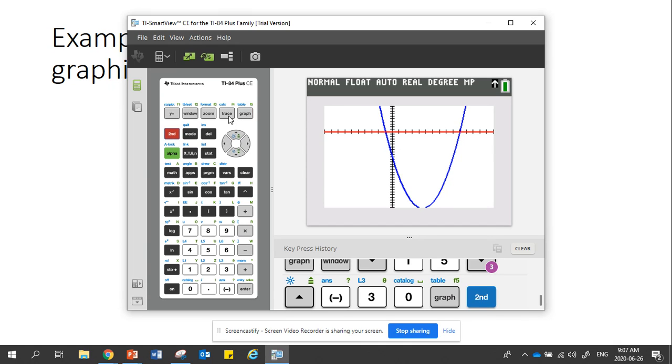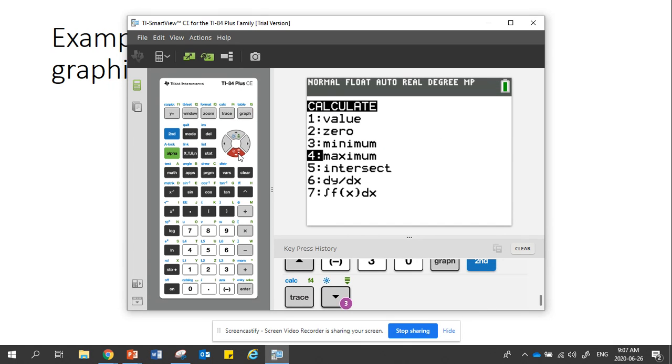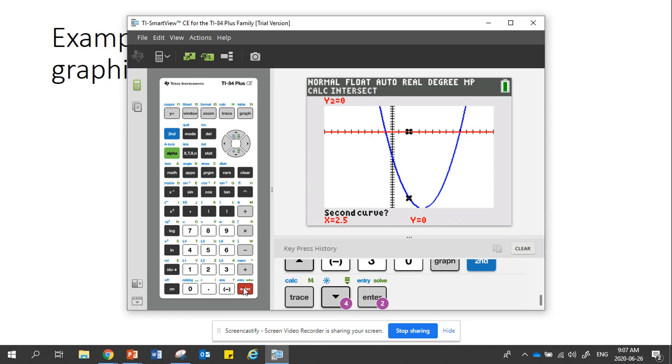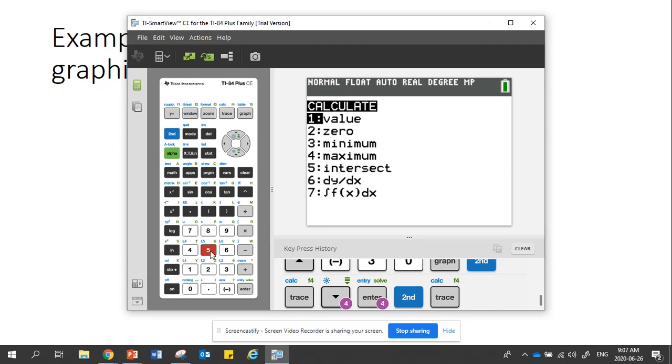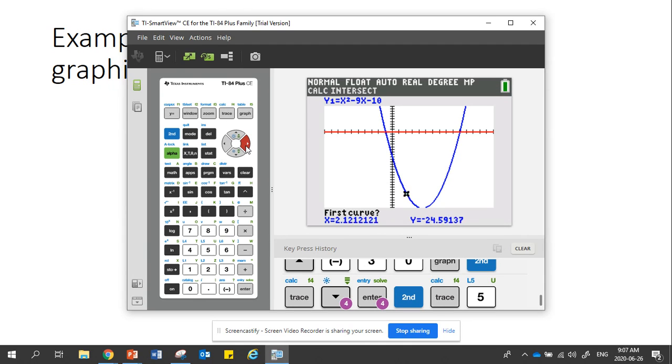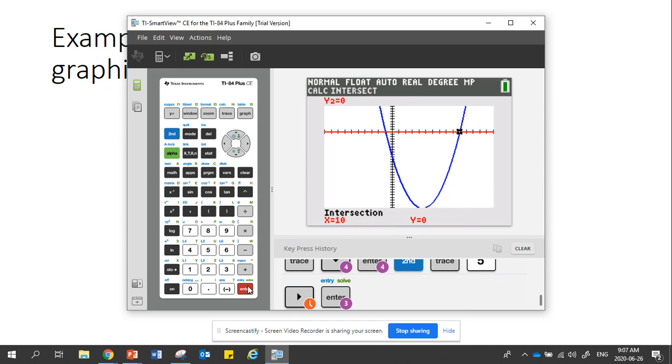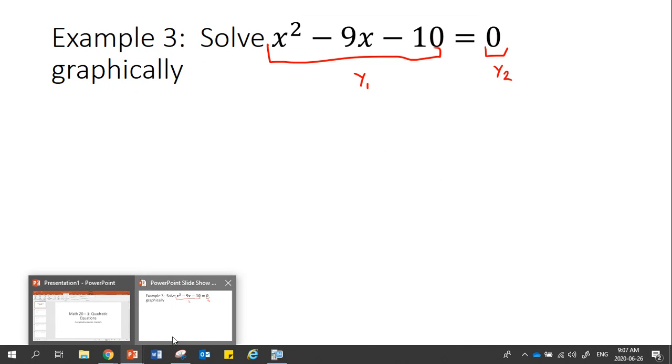So we go second calc, intersect, enter, enter, enter. We get x equals -1. Second calc, intersect, scroll with my right cursor close to my second intersection point, and I get x equals 10. Okay, so I get -1 and 10. Put this one over here.